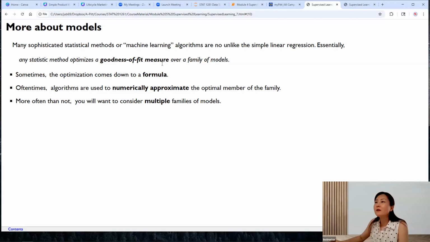More sophisticated models are actually very similar to simple linear regression in theory, because they are always trying to optimize a goodness of fit measure over a family of models. For example, we have learned some machine learning models so far. For each machine learning model family, we try to optimize some goodness of fit measure. For classification models, we try to maximize the accuracy or minimize the misclassification error on the test set. For regression models, we try to minimize the mean square error on the test set or maximize R-square or some other metrics. All of these are called goodness of fit measures. Different models may use different goodness of fit measures, but it's always an optimization problem.